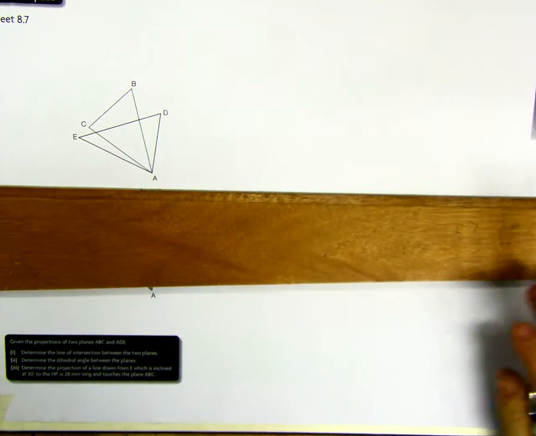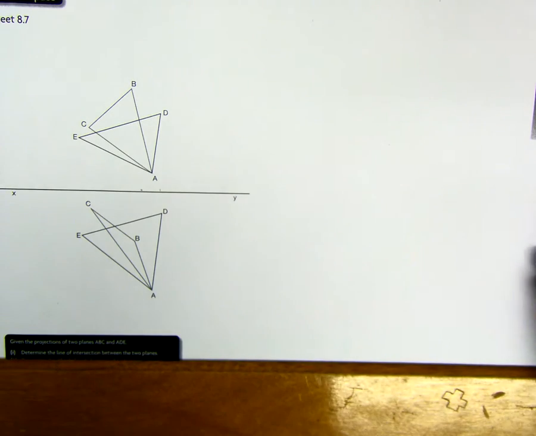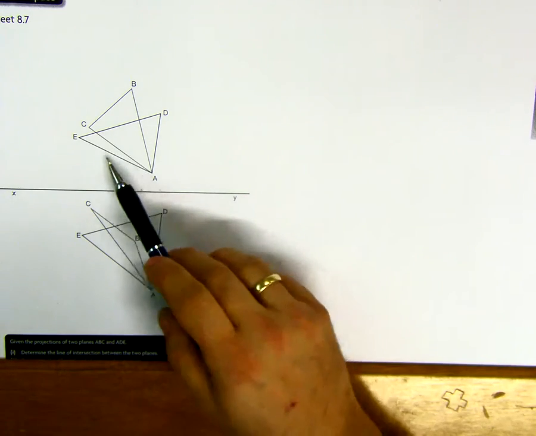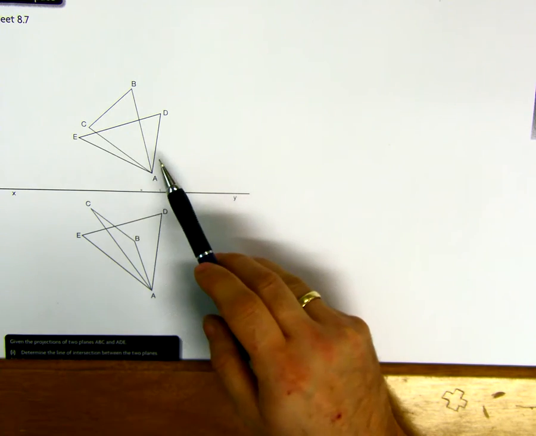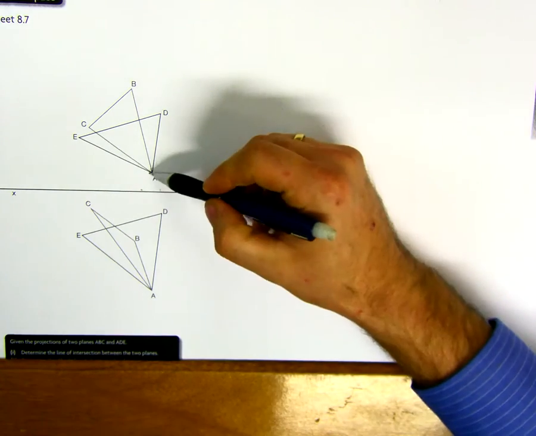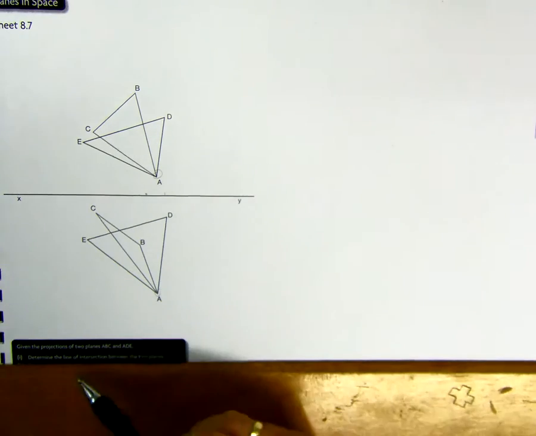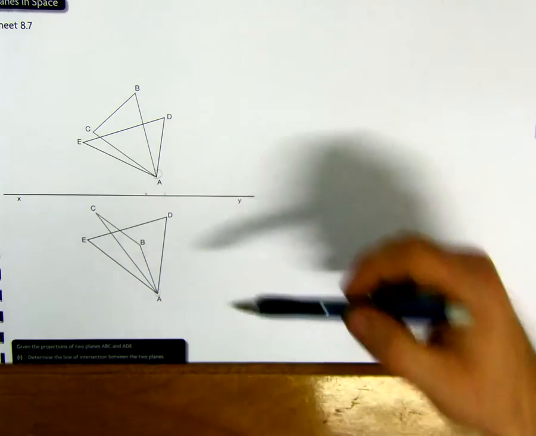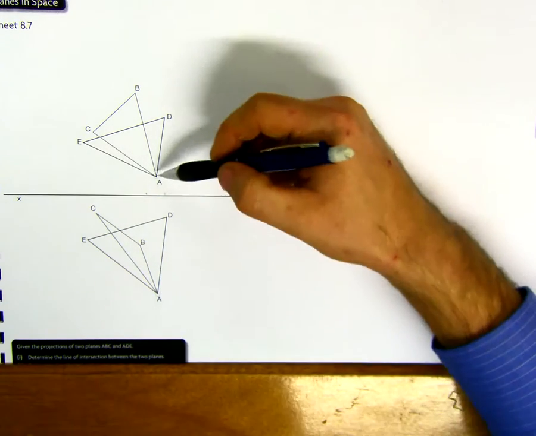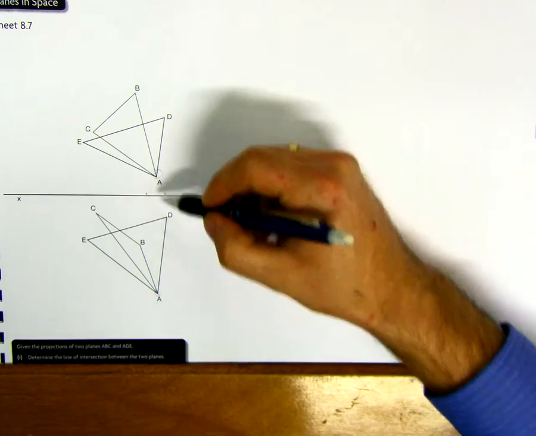Okay, so we have planes in space, so intersecting planes. We can see here that we have plane A, B, and C, and A, E, and D. We can see the both of them share point A there, so that's very important. So we have to determine the line of intersection between the two planes. As you can see, the line of intersection has to run through A, so we already have 1 point on our line of intersection.